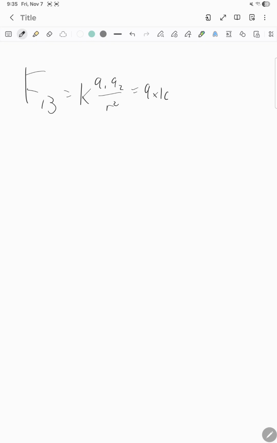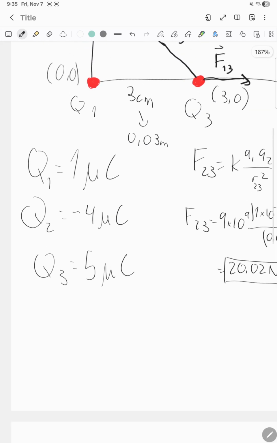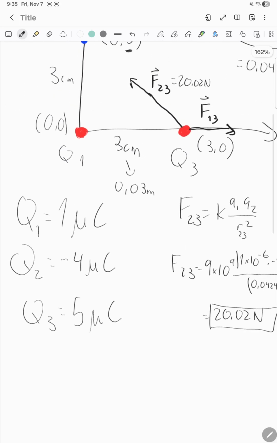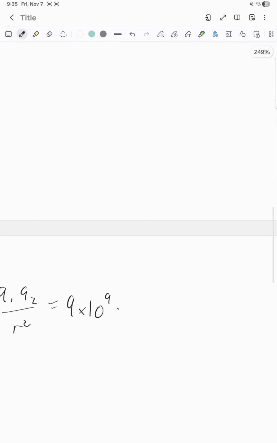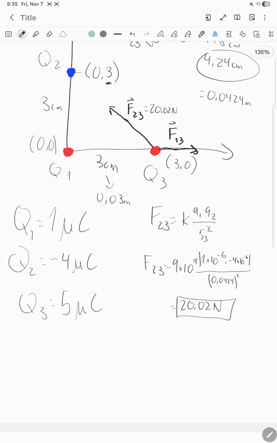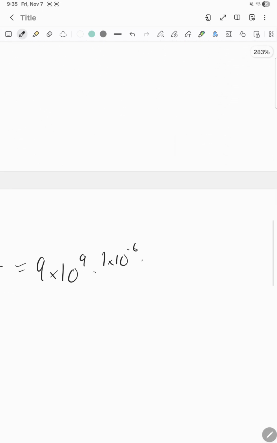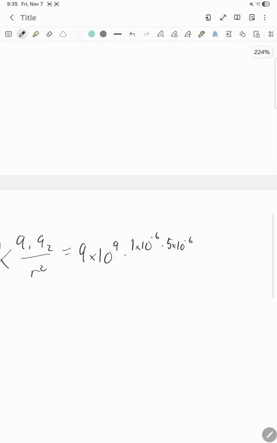We'll have 9 times 10 to the 9 multiplied by the charge. The charge of Q1 is 1 times 10 to the negative 6, and Q3 is 5 times 10 to the negative 6. And then we divide by 0.03 squared. And then you just plug these values into your calculator.